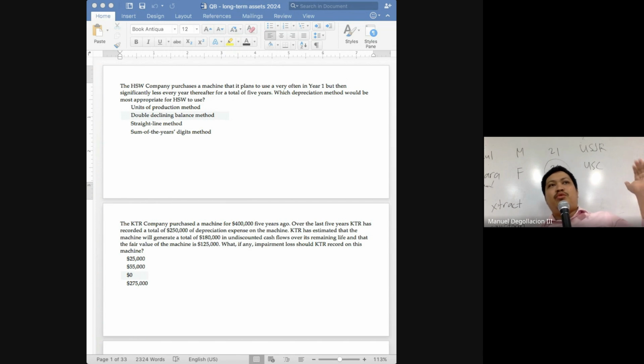Then you have your subsequent measurement, wherein you will have to take into account the depreciation or the amortization. And the challenging problems there will normally include changes in the useful life, changes in the depreciation method, changes in the residual value. But the problems here will be very straightforward. So the problems for long-term assets for the CMA exam would be a lot simpler compared to what you have discussed in your financial accounting classes.